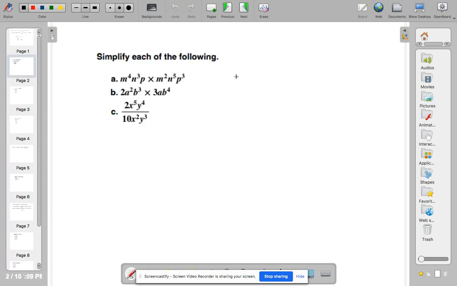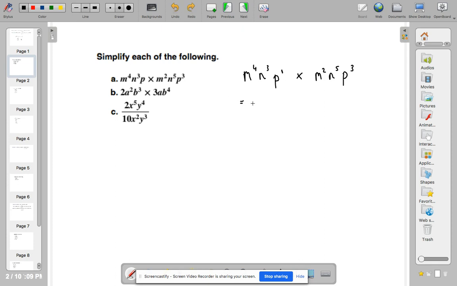Let's have a look at some examples here. We'll start with the first one. So we've got m to the power of 4, n to the power of 3, p. Now I'm going to put a power of 1 on that because p by itself actually has a power of 1. So I'm going to put that there before we start. Multiplied by m squared, n to the power of 5, p to the power of 3. So we've got m's, n's, and p's, and we're going to take them separately. Remember that we're multiplying there. So when we're multiplying, we add the indices.